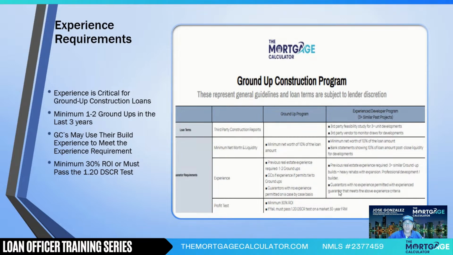So, in other words, if your GC who you're working with, who may also be a partner on your deal, or maybe you have a partner on the deal that has experience and you don't, then as long as your partner meets the experience level for guarantors, they will consider you. However, at least one of the two needs to meet the experience criteria. That's the other difference between the regular ground up and the experienced developer program.